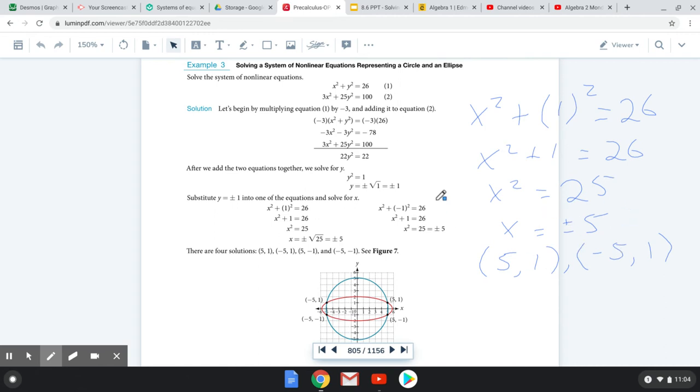And then when y is -1, I'm sure you probably already thought about this. When y is -1, this is still going to be 1. We're still going to get plus or minus 5. You can see that here, right? -1 squared is just 1. So we're still going to get plus or minus 5, but we're going to get the solutions 5 and -1, and -5 and -1.